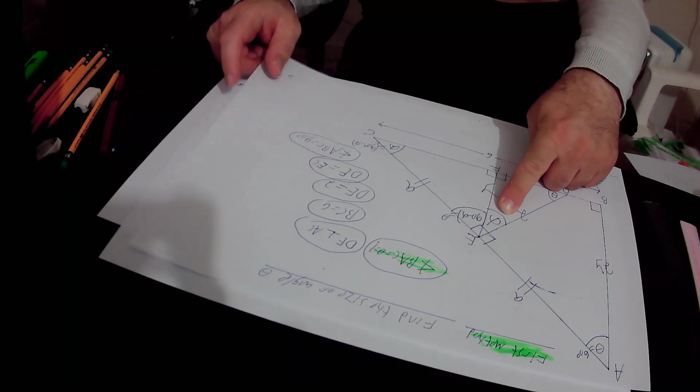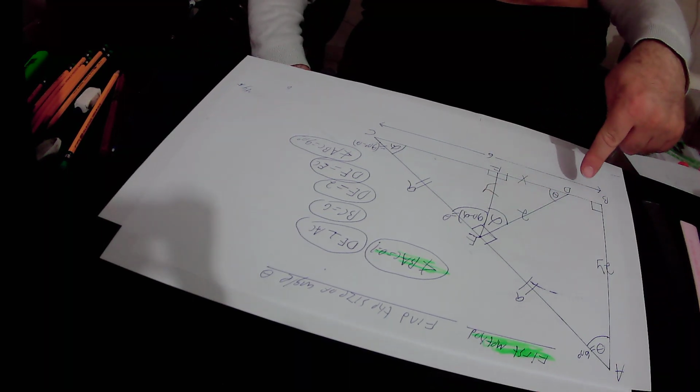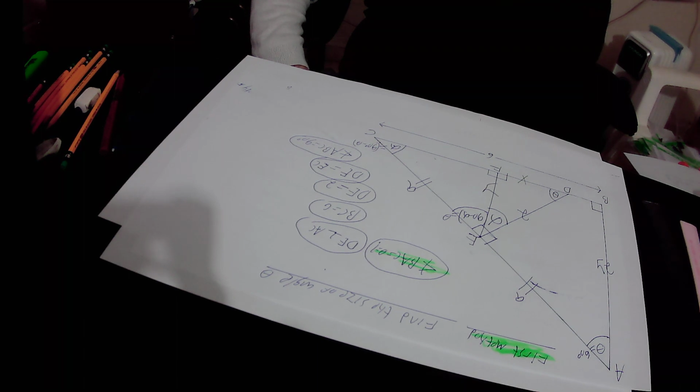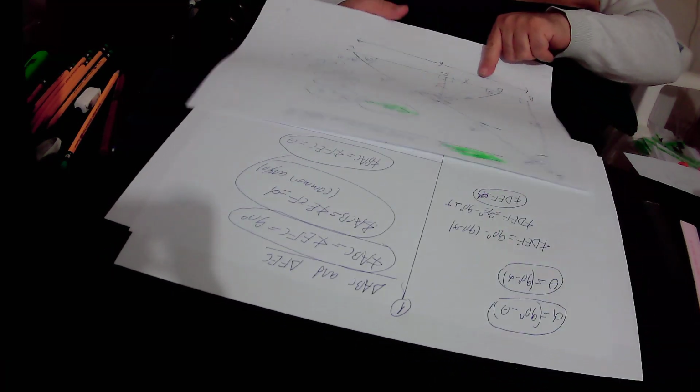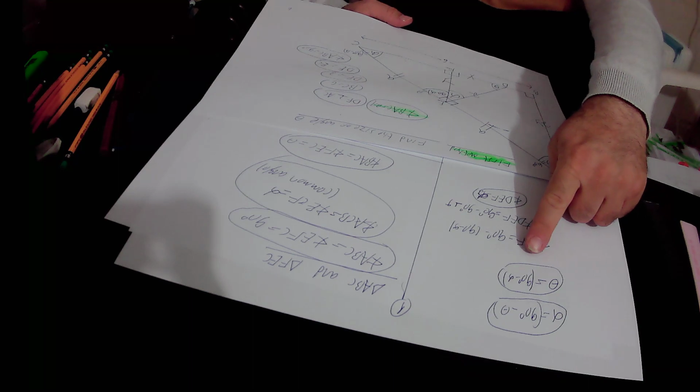So if this angle equals alpha in the right triangle EFD, then this angle must be equal to 90 degrees minus alpha. But 90 degrees minus alpha is theta, so this angle equals theta.